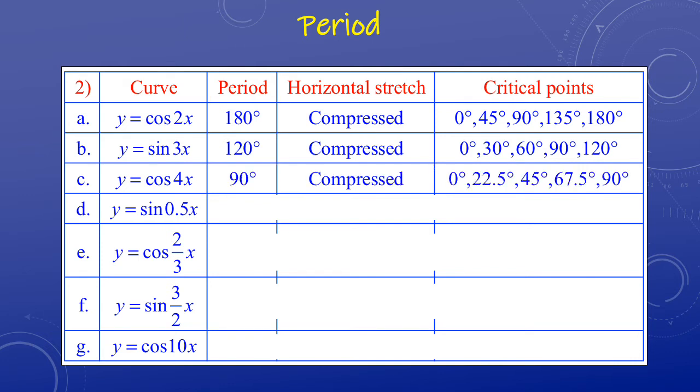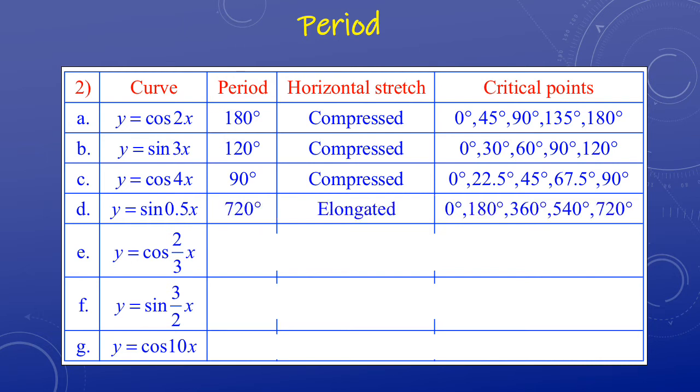For C, y is equal to cosine of 4x, our period is 360 degrees divided by 4, or 90 degrees. This is less than 360, so the curve is compressed. And the critical points will be 0 and 90 at the extremes, 45 degrees in the middle, and as the second one we will have 22.5 degrees, and the fourth one 67.5 degrees.